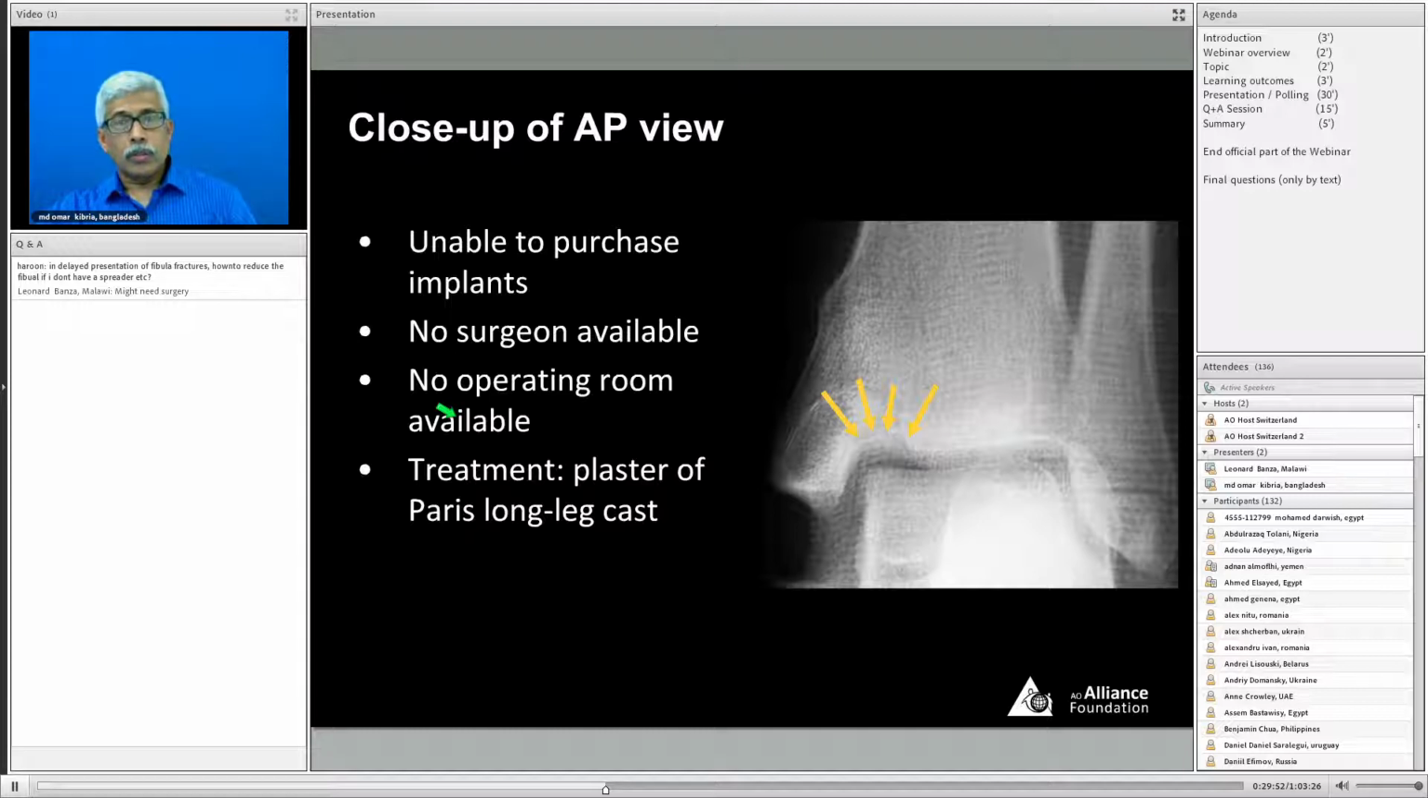We do not know. But the situation is, in low-income countries, the patient is unable to purchase implants. There may be no surgeons available. Operation theater may not be available. So in that place, the patient was put in a long leg cast. Do you agree that a malleolar fracture should be treated in a long leg cast? You can put your questions, Dr. Banza. He is ready to answer these.